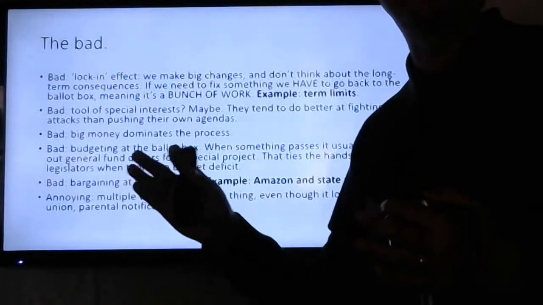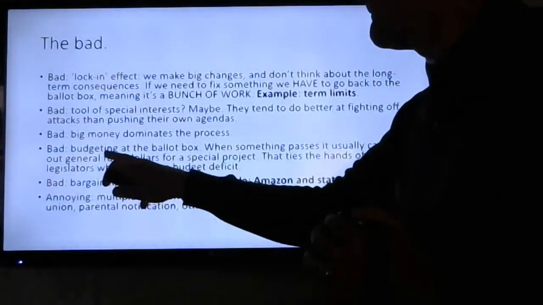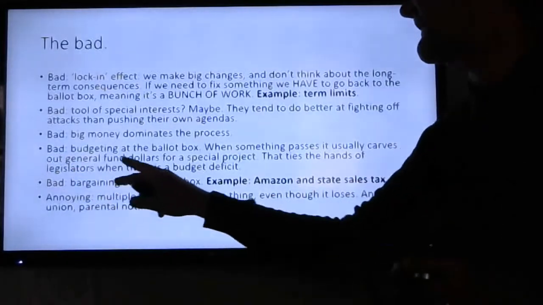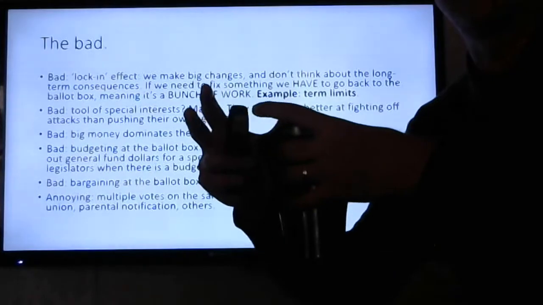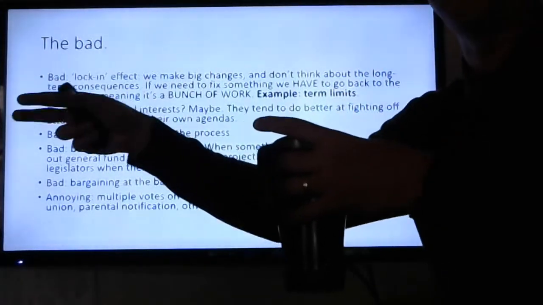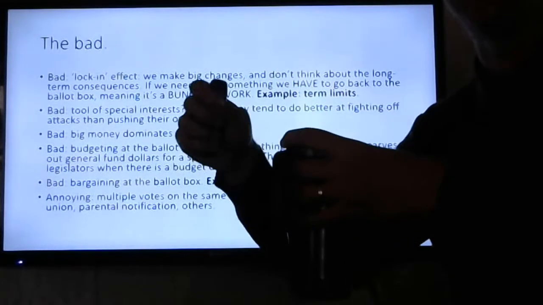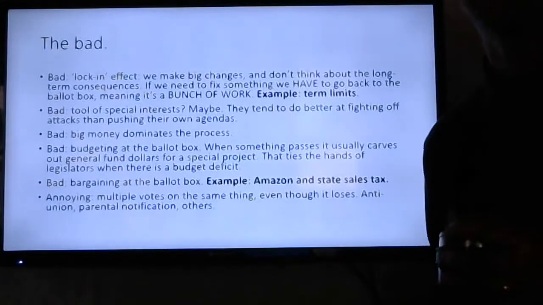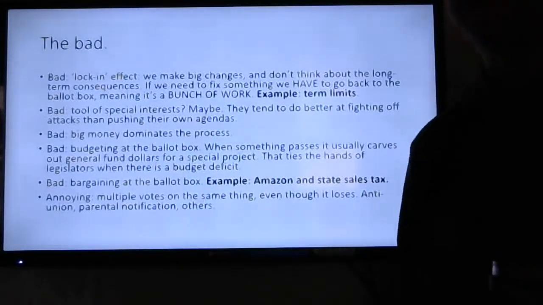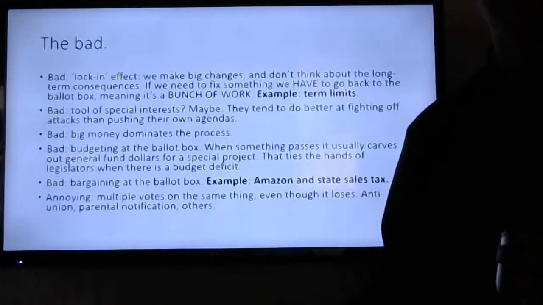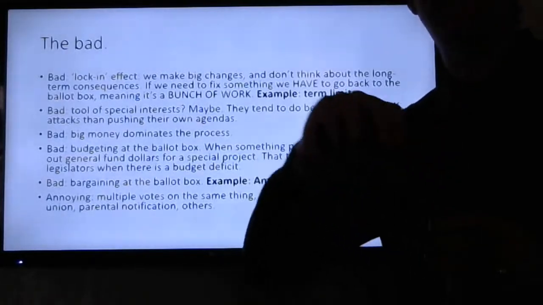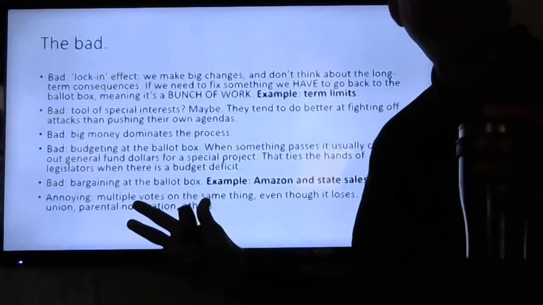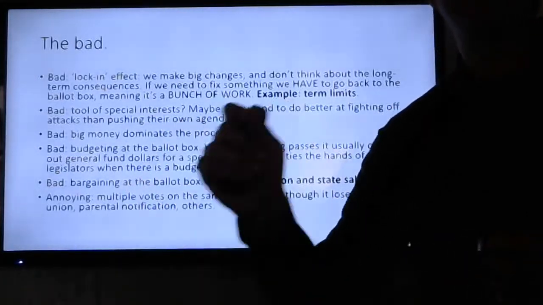Another bad thing, definitely not as bad as the lock-in effect, but we do a lot of budgeting at the ballot box. What do I mean by that? Well, every time we pass a new initiative, it usually carves out some general fund dollars for a special project. So we have our general fund pool of money, and the legislature gets to say each year, here, here, here, here, here. But then an initiative comes along and says, we're going to take some money from that general fund, and you can only spend that money on this thing that the initiative really cares about. It might be sports programs, Arnold Schwarzenegger. It might be pre-K education, Rob Reiner, right? That's one lefty, one righty example. But carving out money from the general fund to give to your pet project is actually a problem, because when the economy gets bad and we have to really prioritize, it's really hard to touch these special revenue streams.